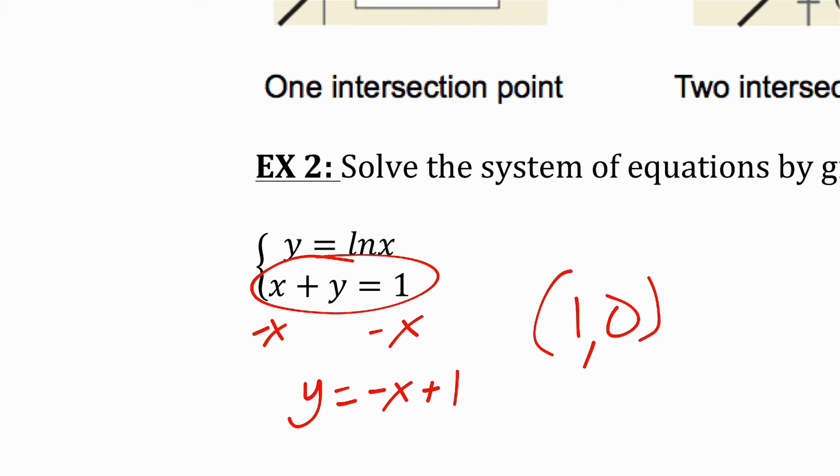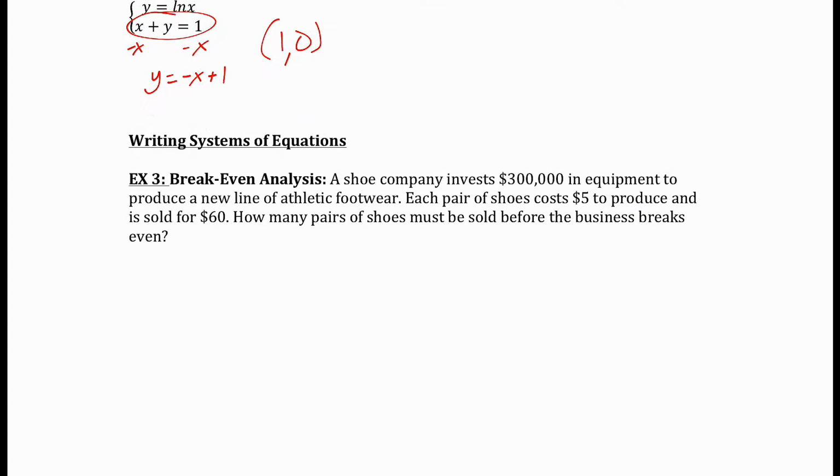Now the last part we're going to take a look at is writing a system of equations from information that we're given. We have a shoe company investing $300,000 in equipment to produce a new line of athletic footwear. Each pair of shoes costs $5 to produce and is sold at $60 each. How many pairs of shoes must be sold before the business breaks even? Now, we're probably going to make this more complicated than it really needs to be, but this is just getting familiar with writing a system of equations.